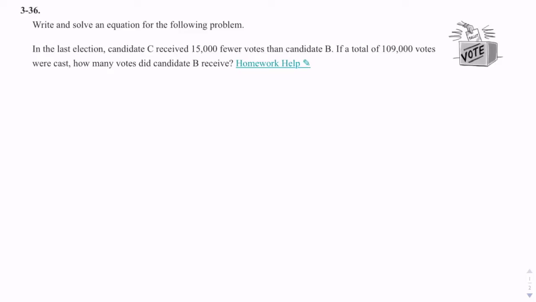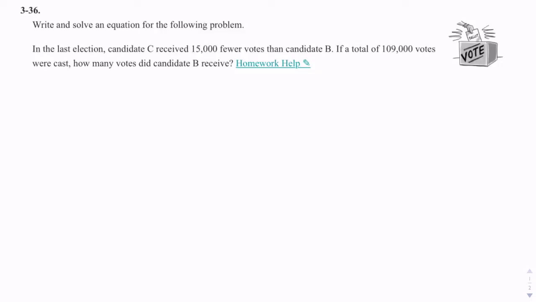In this question, we're asked to write an equation that represents this situation, this word problem, and then we'll solve it, right? Whenever you're writing an equation for a word problem, you're trying to write the equation that reflects the problem, not the answer. So let's see what we have.